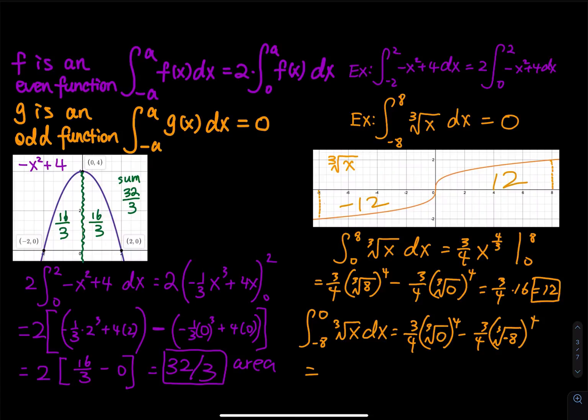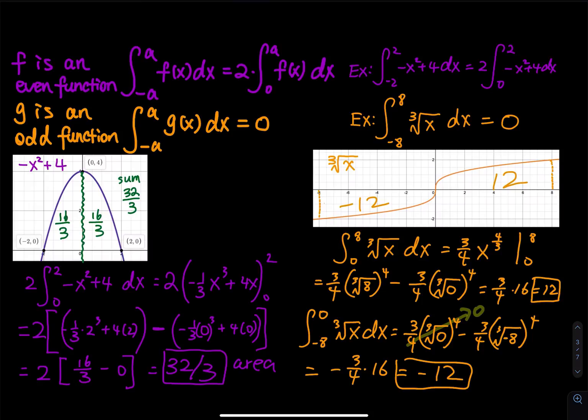So the first part is just a 0. And then the other one, you have a minus 3 over 4. The cube root of -8 is -2, but you have -2 raised to an even power, the 4th power, so that is equal to 16. So this one gives you a -12. So you have a positive 12 and a -12.